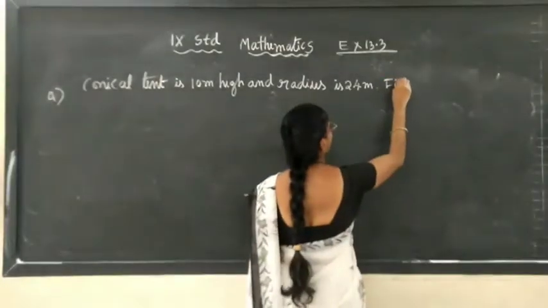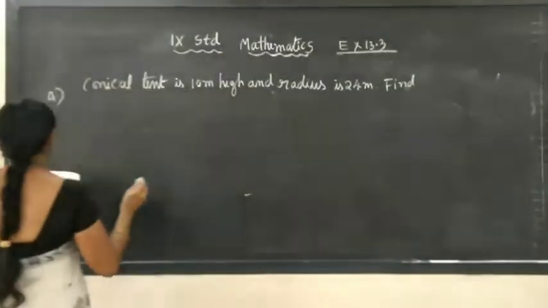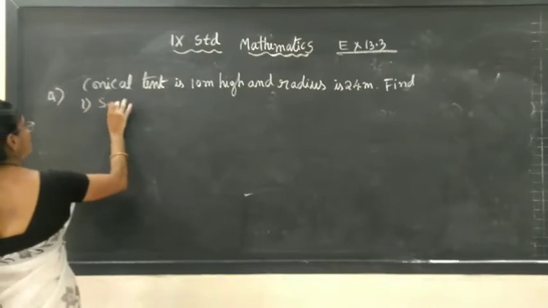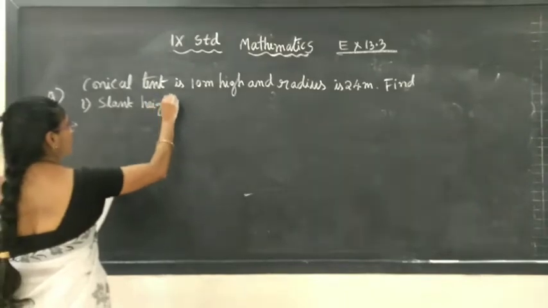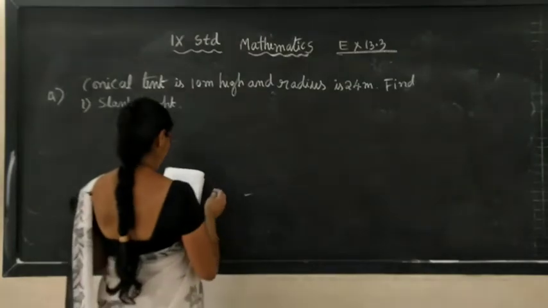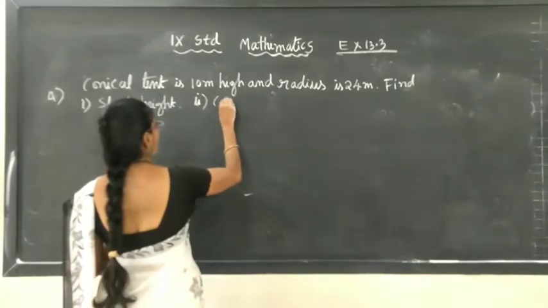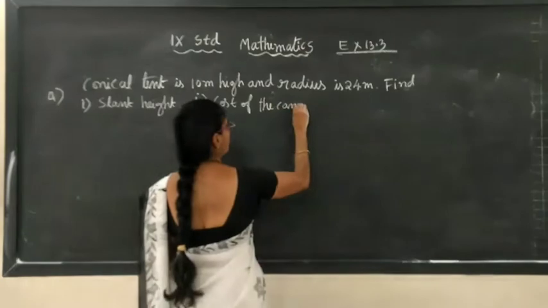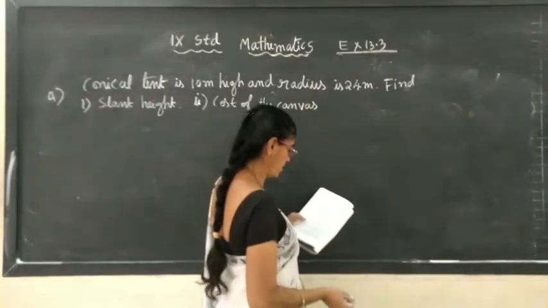Find two aspects we have to find. Slant height of the tent. First one, slant height. Then second one is the cost of the canvas.